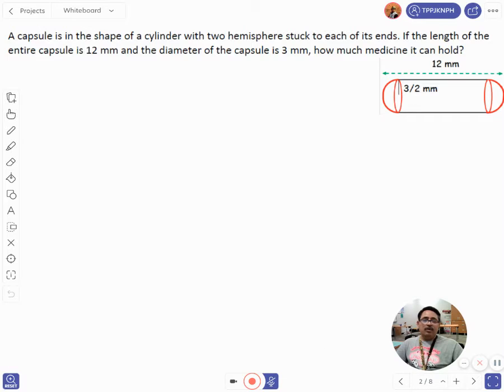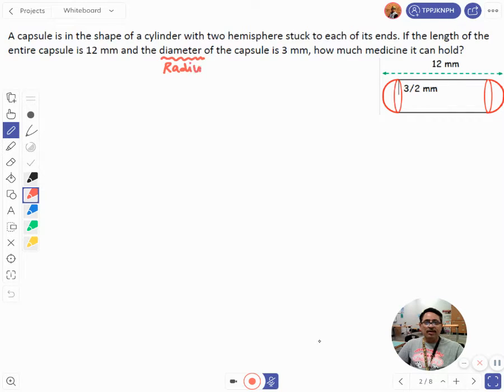Well, the first question of the day. A capsule is in the shape of a cylinder with two hemispheres stuck to each of its ends. If the length of the entire capsule is 12 millimeters and the diameter of the capsule is... in my previous sessions also I clearly mentioned, please be careful with this one. The diameter is 3 millimeters. So let me write quickly what the radius is. Radius is half of the diameter. Therefore, 3 millimeters means half of 3. That gives me 1.5 millimeters. And how much medicine it can hold.